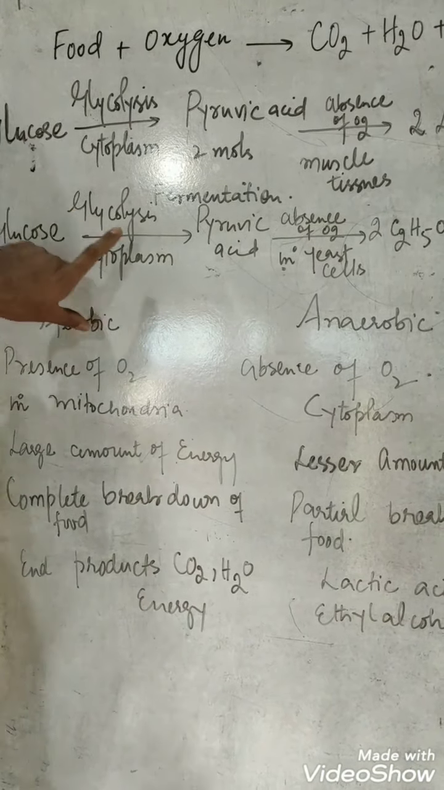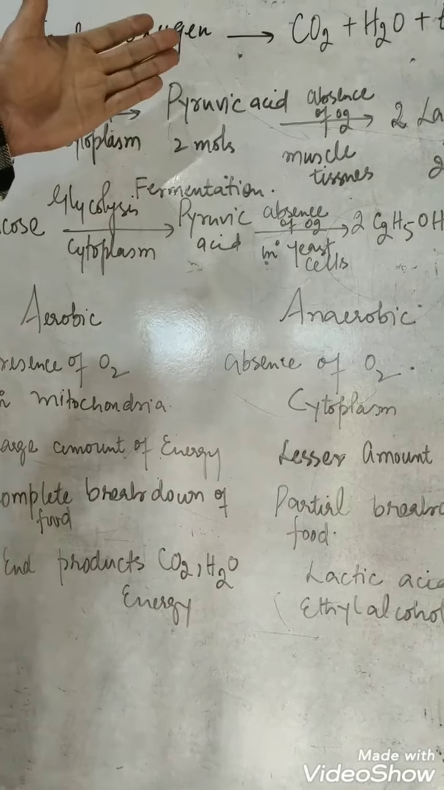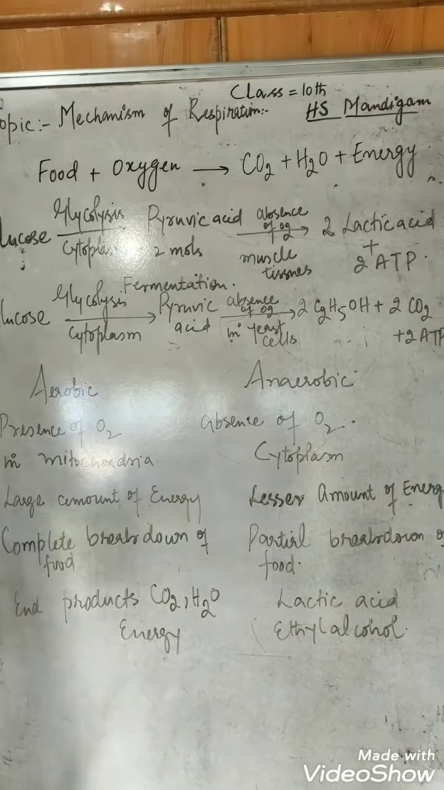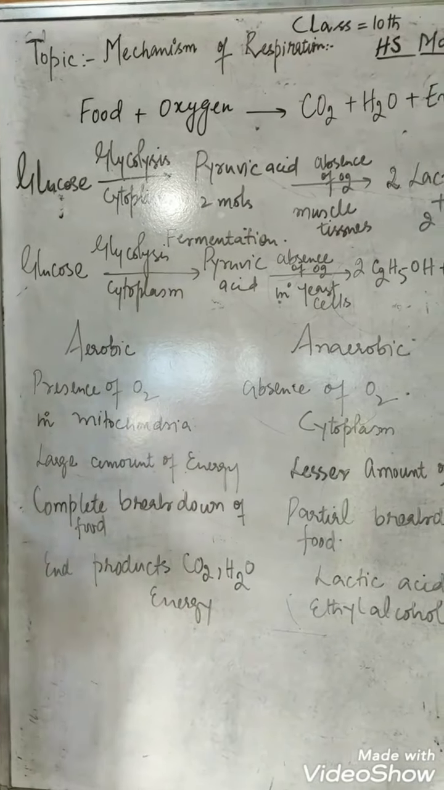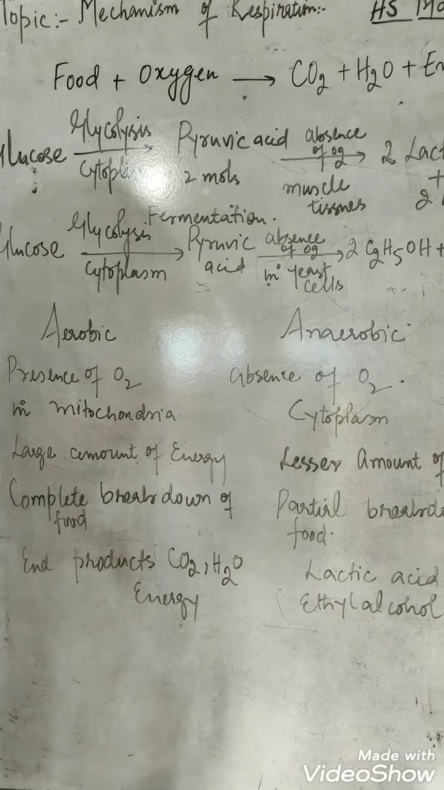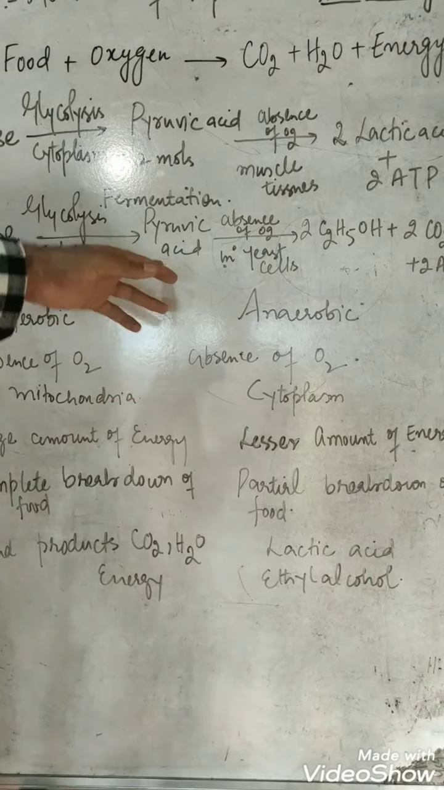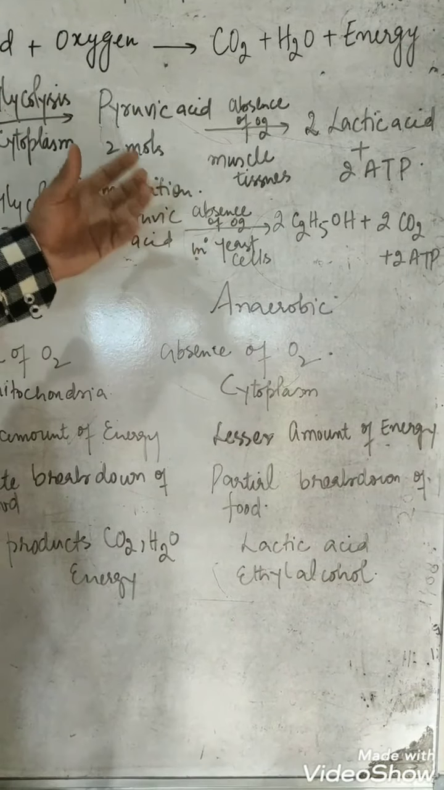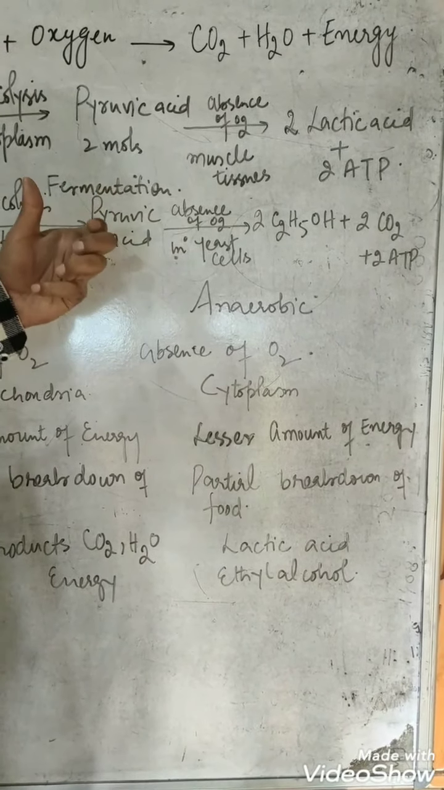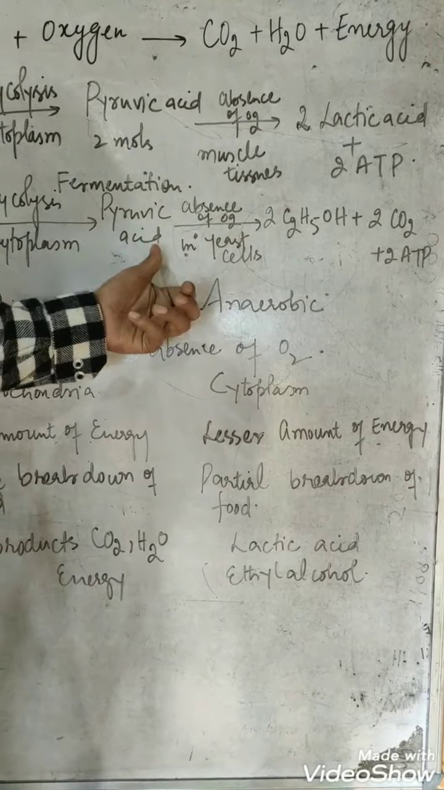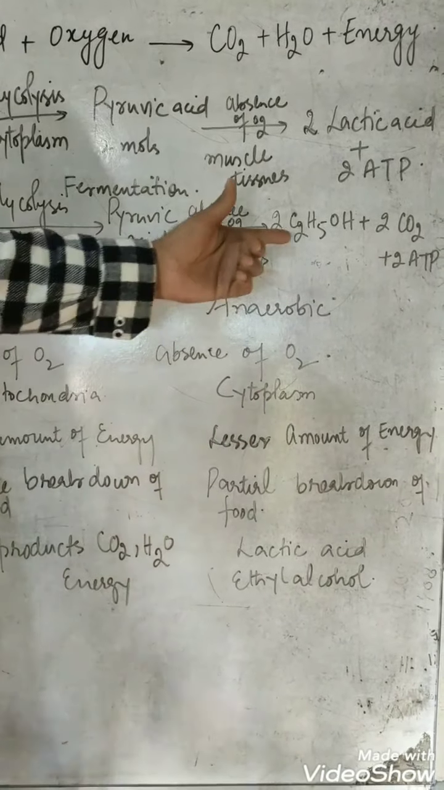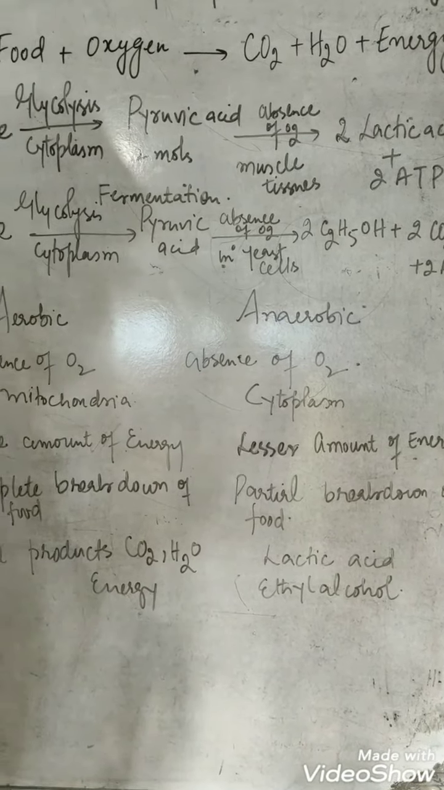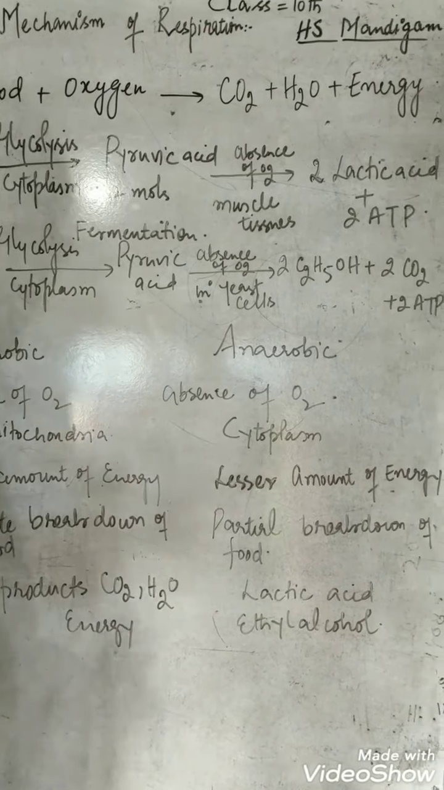But in some bacterial cells or in yeast cells, fermentation also takes place. The glucose, once it undergoes glycolysis in the cytoplasm, forms 2 molecules of pyruvic acid, but they do not need oxygen, and in the absence of oxygen, these yeast cells convert these pyruvic acid molecules into 2 molecules of ethyl alcohol, C2H5OH, and 2 molecules of carbon dioxide and 2 molecules of ATP, or energy.